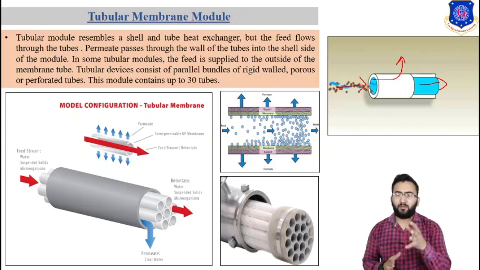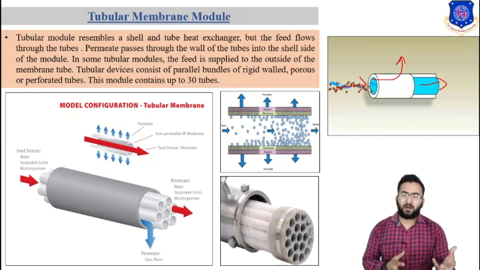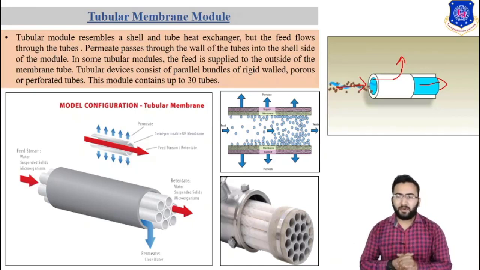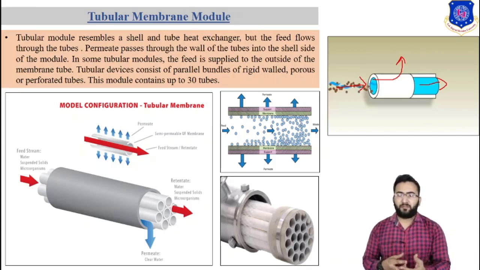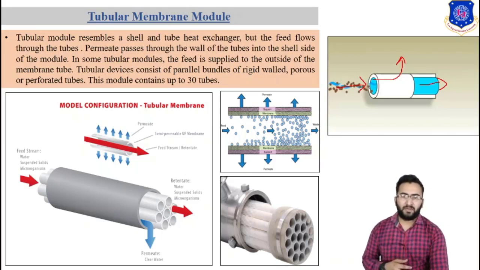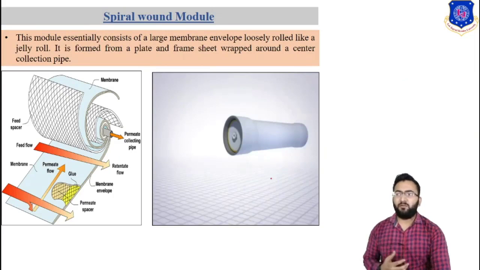Membrane area to module space ratio is small compared to the various other membrane modules. Membrane contamination can be minimized by the high feed flow rate. So these are all various advantages of the tubular membrane module. Now let us discuss the next membrane module, which is the spiral wound membrane module.